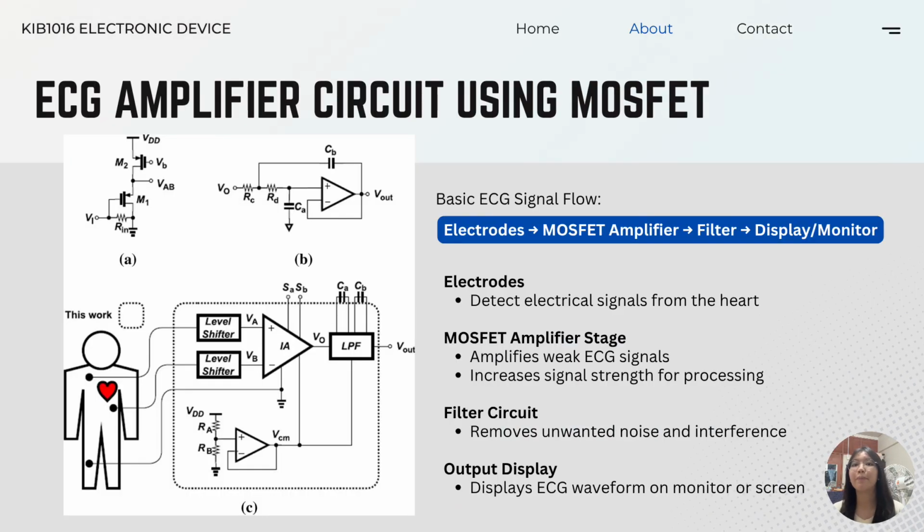And this slide shows the basic ECG signal flow. First, electrodes attached to the patient detect electrical activity from the heart. The weak ECG signal is then sent into the MOSFET amplifier stage. At this stage, the MOSFET amplifies the signal so it becomes stronger and easier to process. After amplification, the signal passes through a filter to remove unwanted noise and interference. Finally, the processed ECG waveform is displayed on the monitor or recording system for medical analysis.